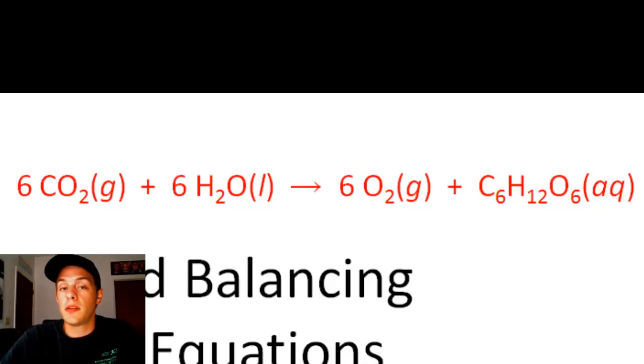Photosynthesis is the process by which plants take in sunlight and use it to convert carbon dioxide and water into oxygen and glucose. This is a very important chemical reaction that takes place inside of plants.